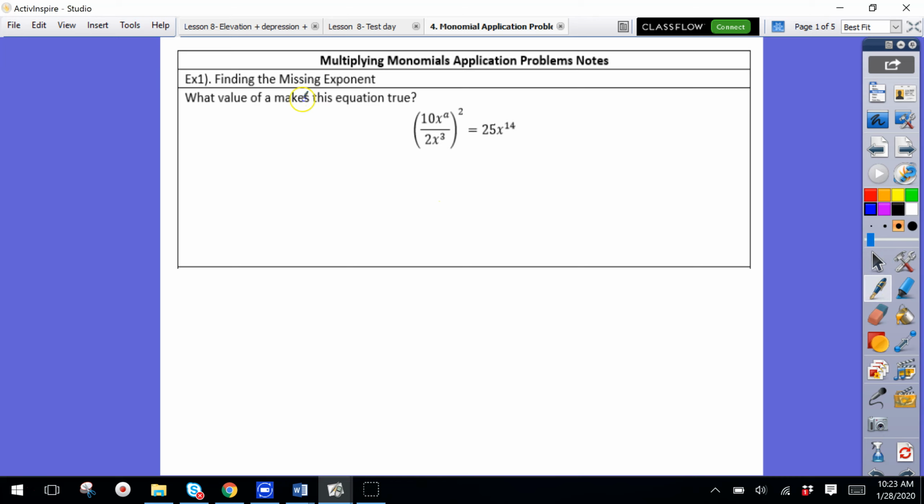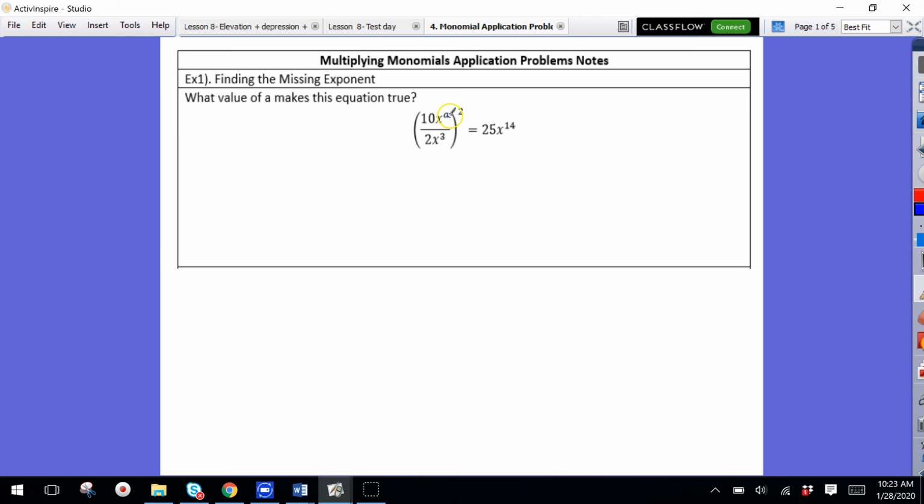Here we're trying to find the value of a that's going to make this part equal to 25x to the 14th. Before we start, let's use what we know about simplifying a monomial to simplify this side. The numerator and the denominator are as simplified as possible, but we can definitely simplify the inside of these parentheses by dividing. So 10 divided by 2 is just 5.